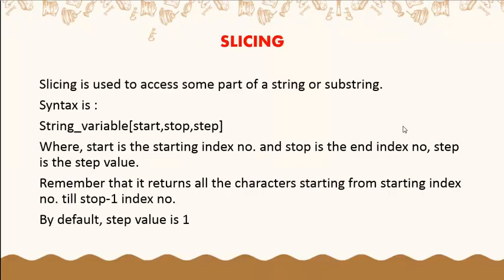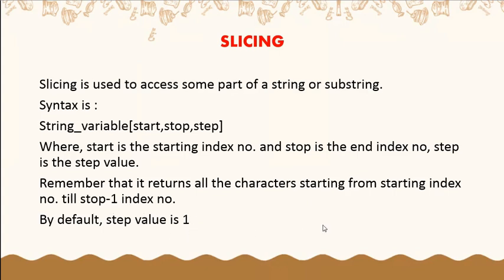Now let's come to the slicing operation. For slicing, we can use the square bracket. You can see the syntax here: string variable, then within square brackets, we can pass three values: start, stop, and step value. Start is the starting index number, stop is the stop index number, and step is the step value. Remember that it returns all the characters starting from the starting index till stop minus 1 index number. By default, step value is 1.